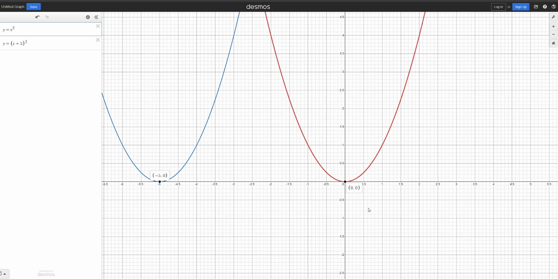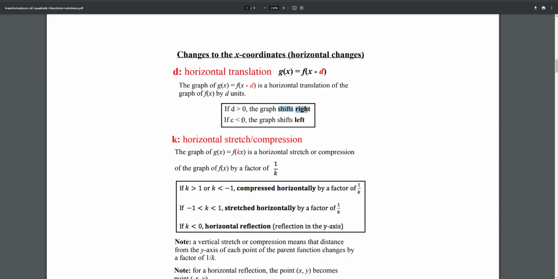So this is the most common mistake that I've seen students make when it comes to d value. They think the d value is just the number there. That's incorrect. Your d value is the opposite sign of that number. So my d value in this case is actually -5. So since d is -5, the graph shifts to the left.